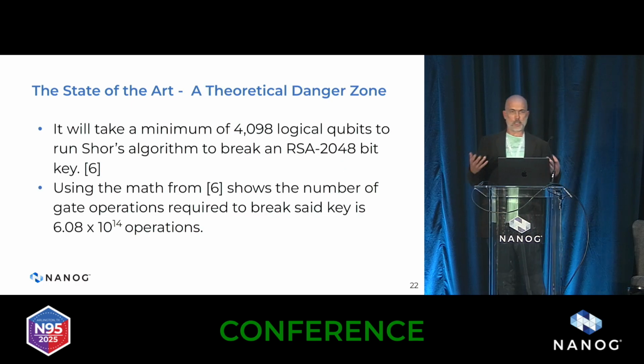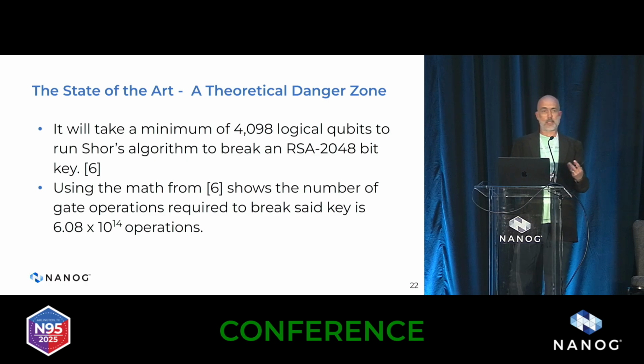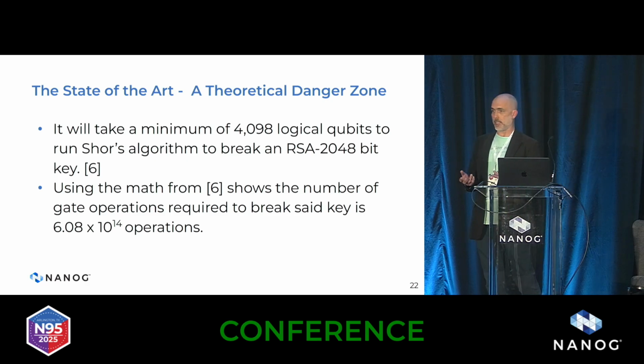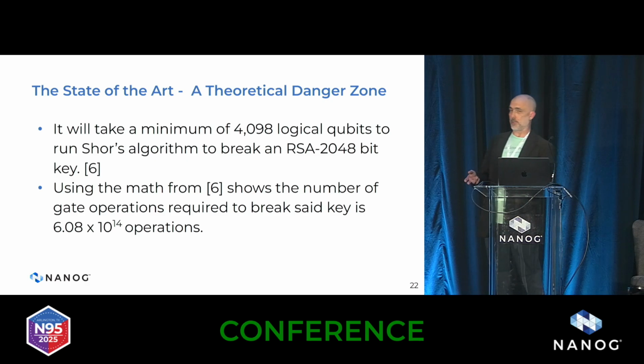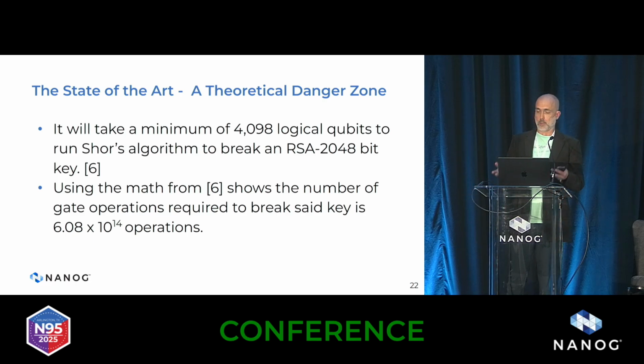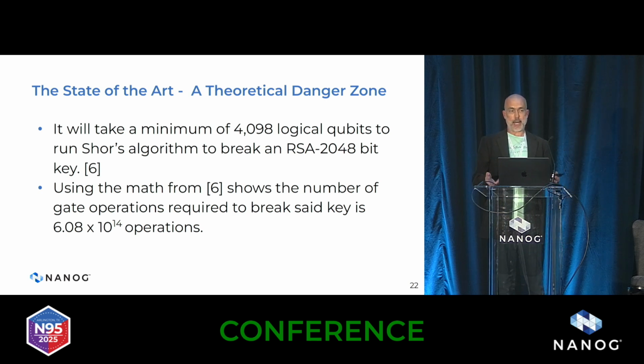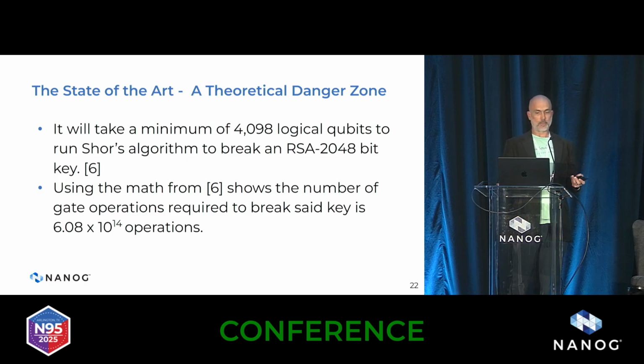All right, so here's the number we're going to track to. There's a paper out there that says the minimum number of logical qubits we need to crack an RSA 2048-bit key is 4,098. The paper also states that it will require 608 trillion gate operations on those qubits to accomplish. There's a benchmark out there called quantum volume, invented by IBM, where the record circuit depth today is 25 gate operations. That's it.